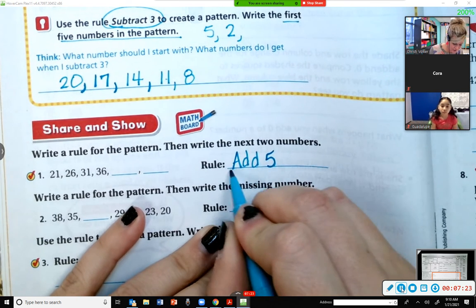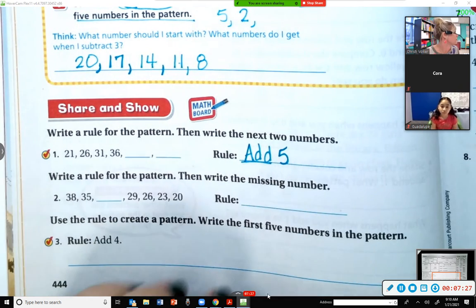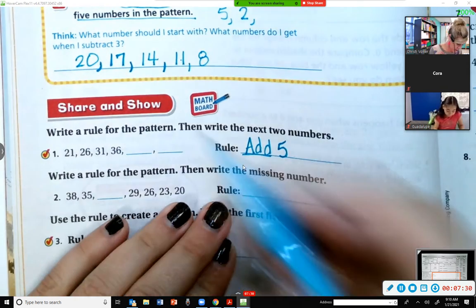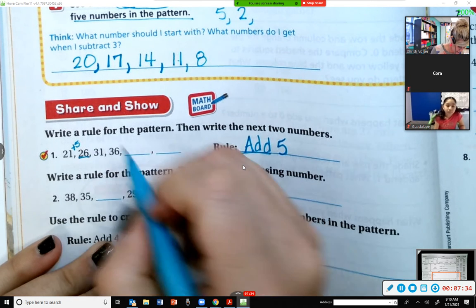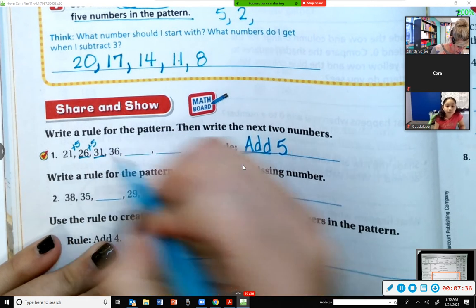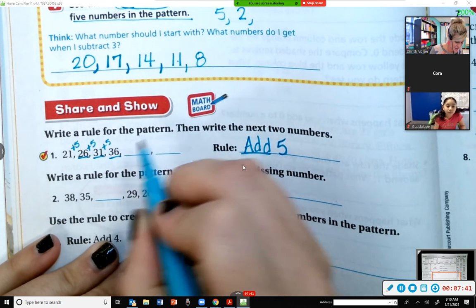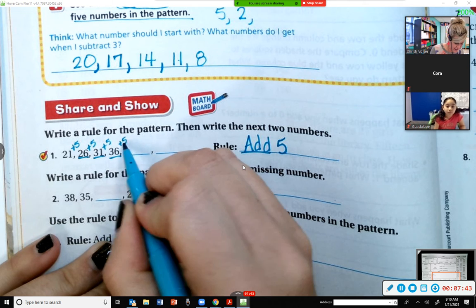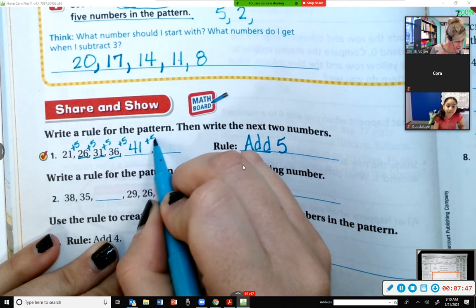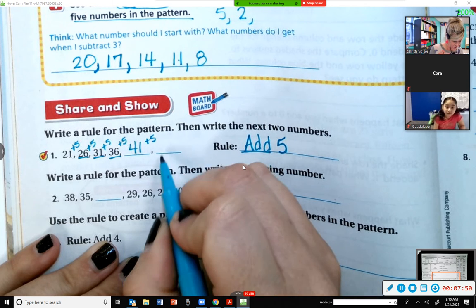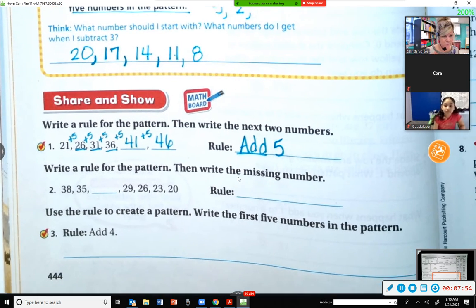It has to have something else with it. What are you doing with the number? Adding? Subtracting? Okay, so each time they were adding 5. 21 plus 5 is 26. 26 plus 5 is 31. 31 plus 5 is 36. So 36 plus 5 would be 41. Good. And 41 plus 5 is 46. Very good. Okay, let's look at the next one.